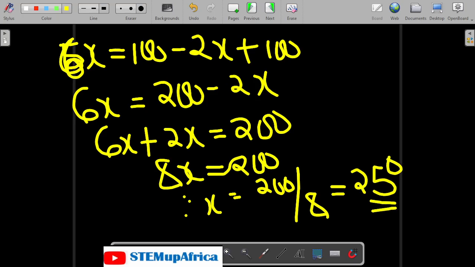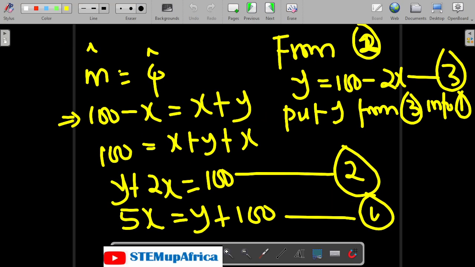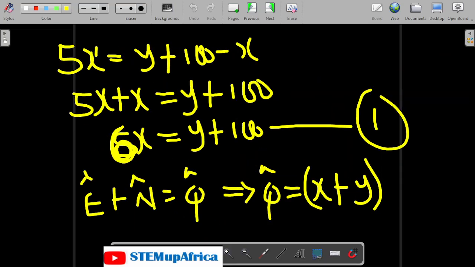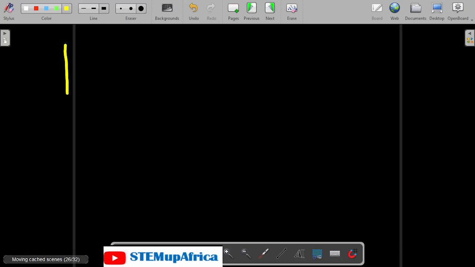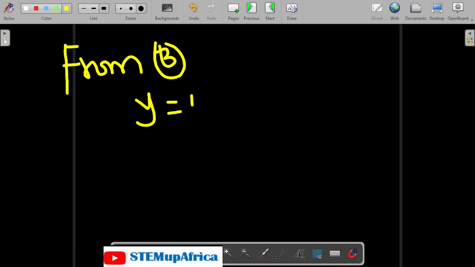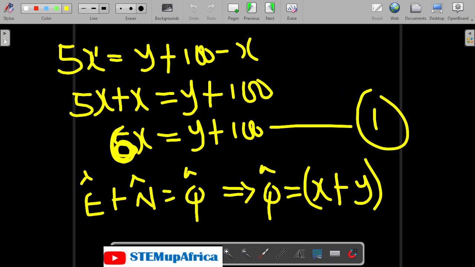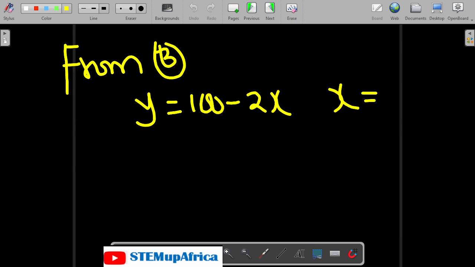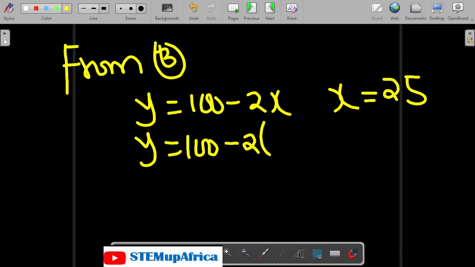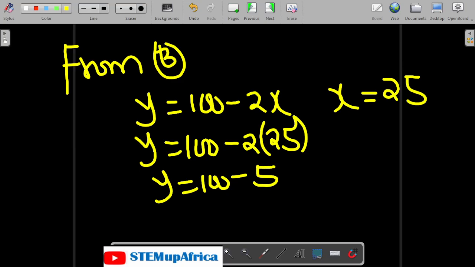So let's look for the value of y by putting x into equation 1, equation 2, or equation 3. So let's go with equation 3. So I will say from 3, y is equals to 100 minus 2x. And then our x was what? Our x was 25. So my y will give me 100 minus 2 bracket 25. My y is now 100 minus 50. y will give me 50 degrees.